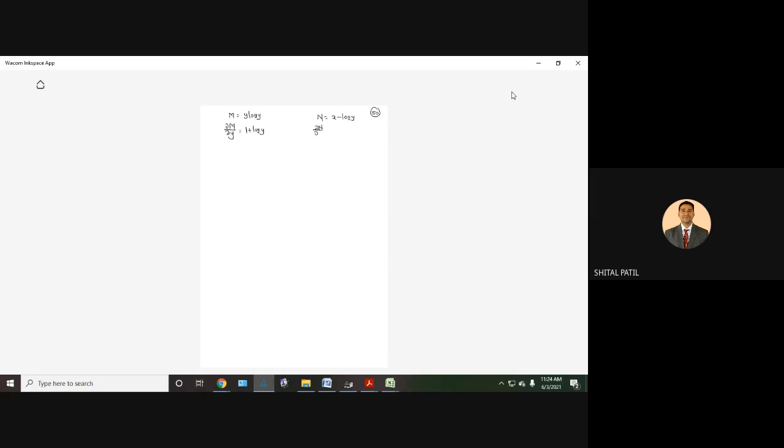Del n by del x was like this, 1. Okay. Now find del m by del y minus del n by del x. So 1 plus log y minus 1. So what is remaining? Log y. How many terms? Single. Go to m. How many terms are there in m? Single term. So we have to divide by m. Okay. Divide by m.